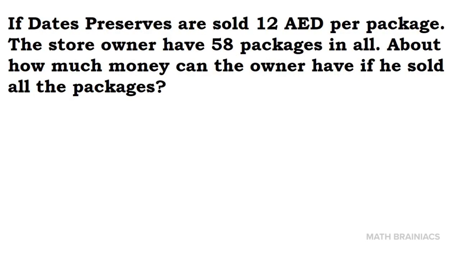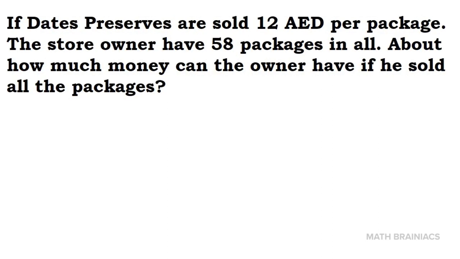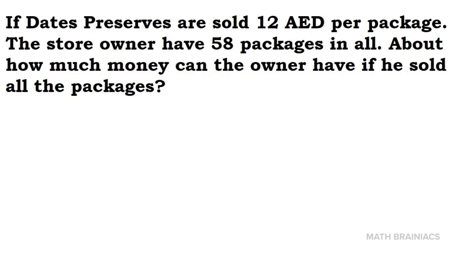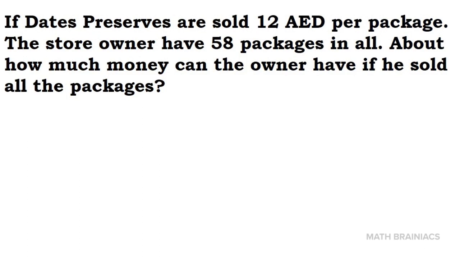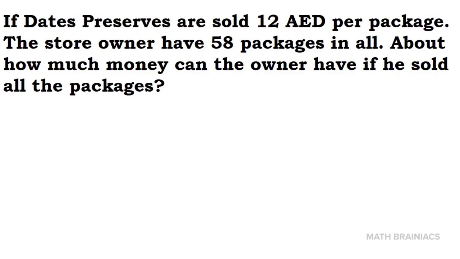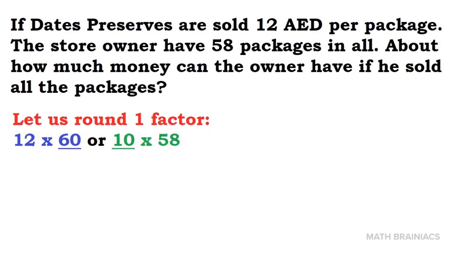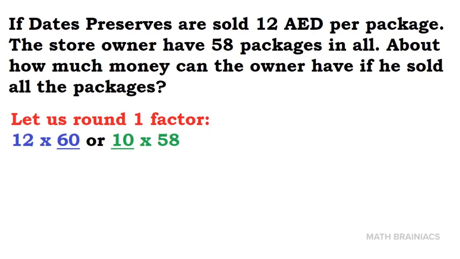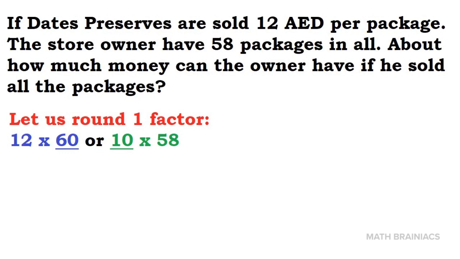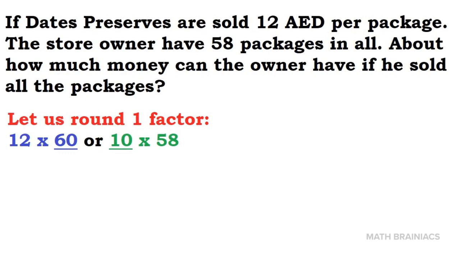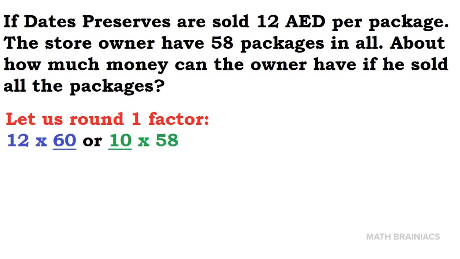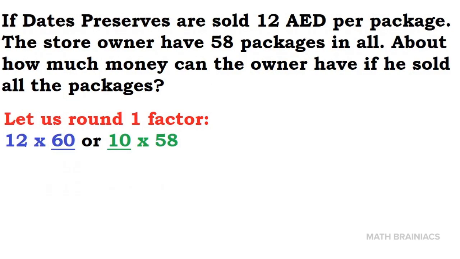If dates preserves are sold at 12 dirhams per package, and the store owner has 58 packages in all, about how much money can the owner have if he sold all the packages? We are going to multiply 12 by 58. So let us round one factor. Either we'll work on 12 by 60 or 10 by 58.